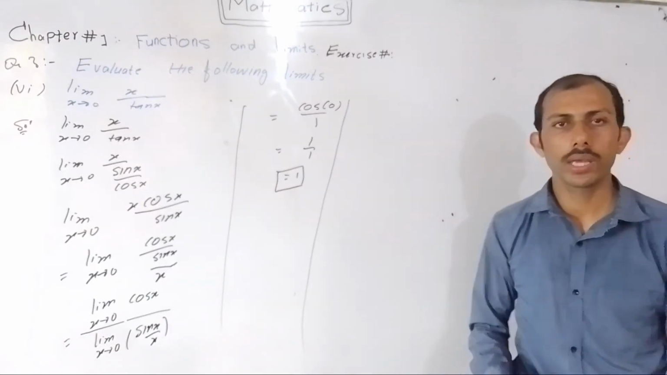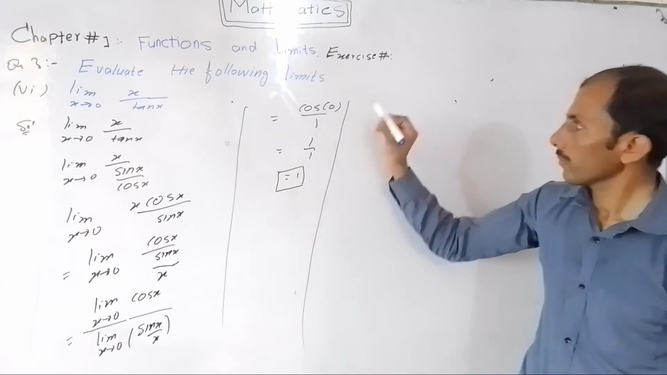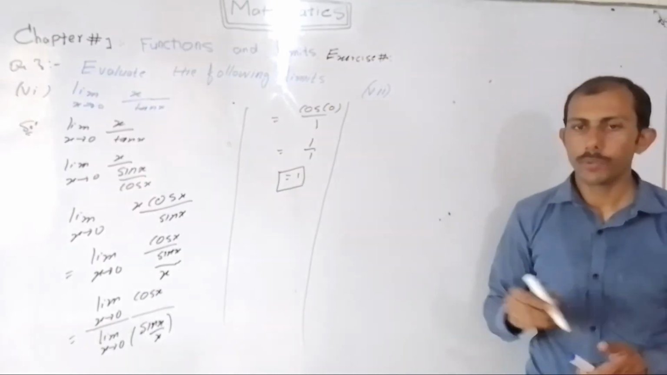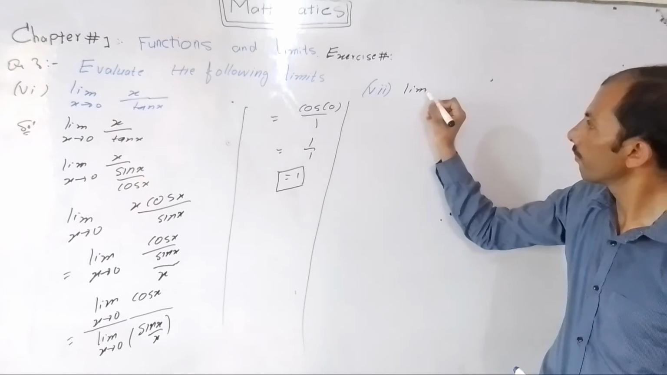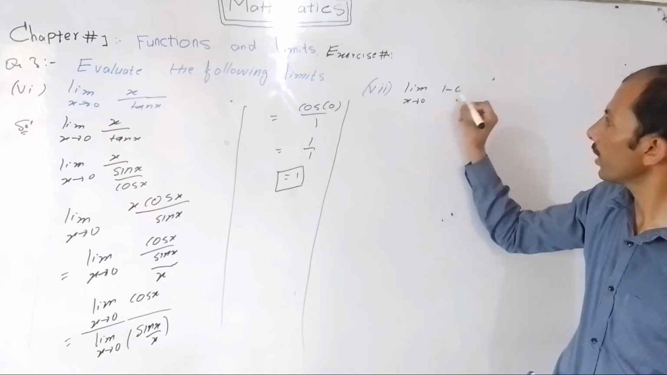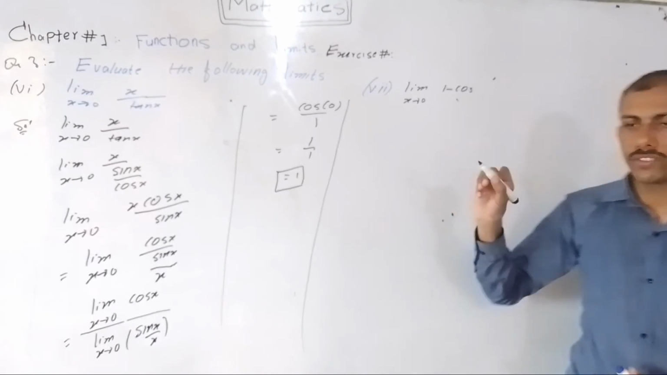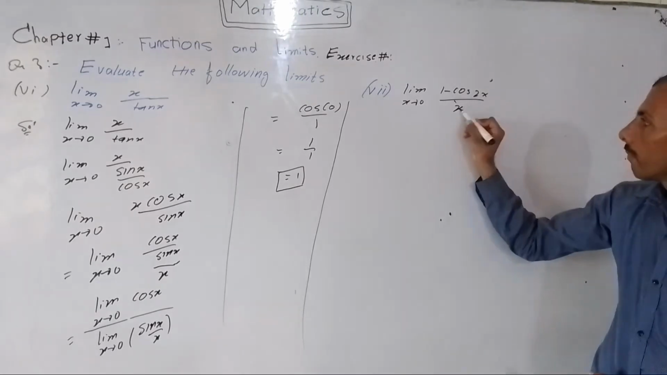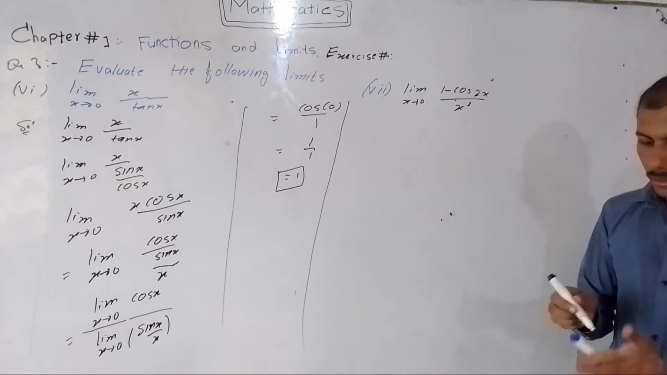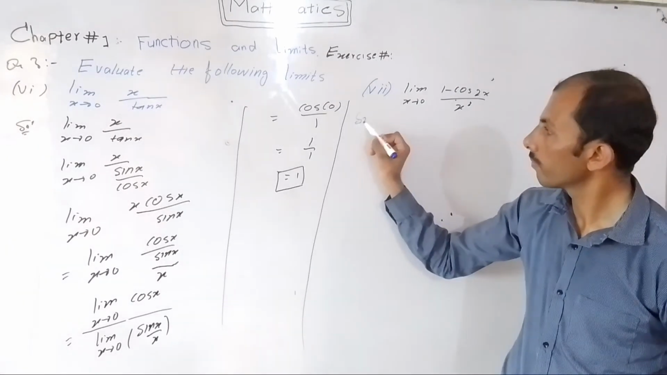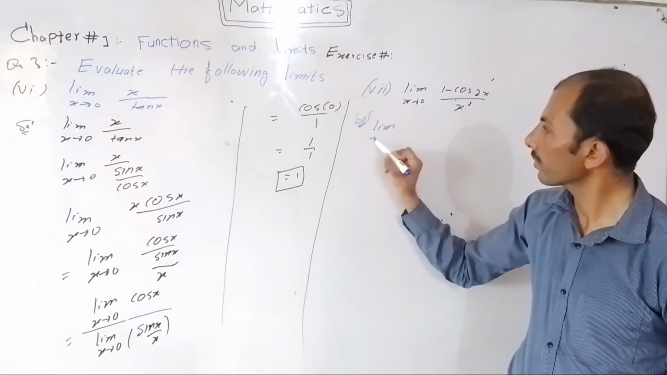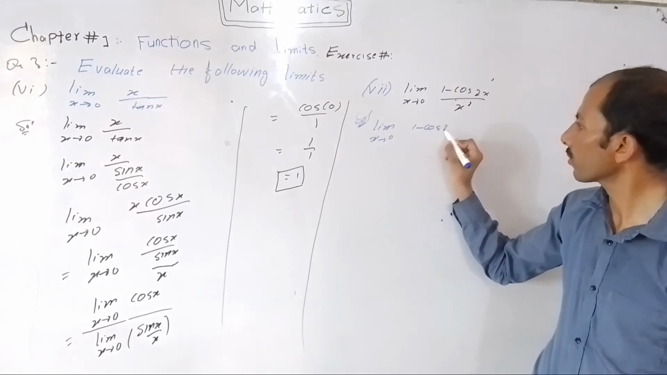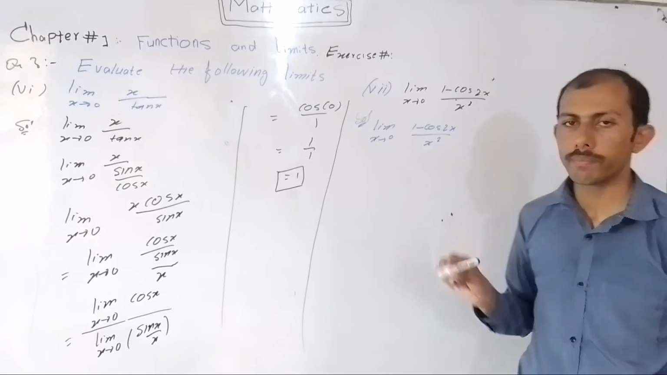Next, question number 3, part number 7. Limit x approaches 0, 1 minus cos 2x divided by x square. First, as it is, limit x approaches 0, 1 minus cos 2x divided by x square.